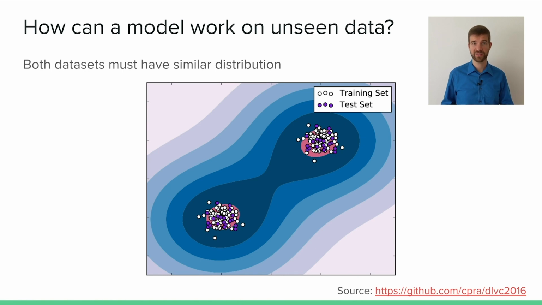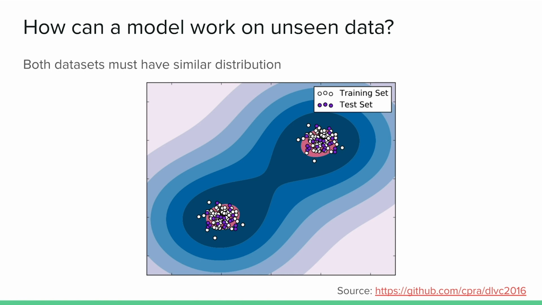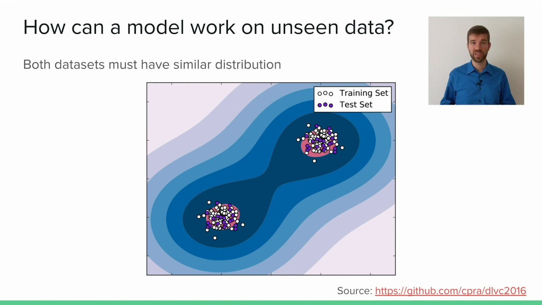And the second requirement here is that the two sets have to be independent of each other. Otherwise, we'll have some information leak from the training set into our test set, and then the results wouldn't be very meaningful. These two requirements are often abbreviated as IID, independent, identically distributed.